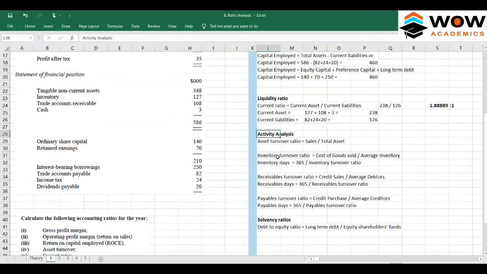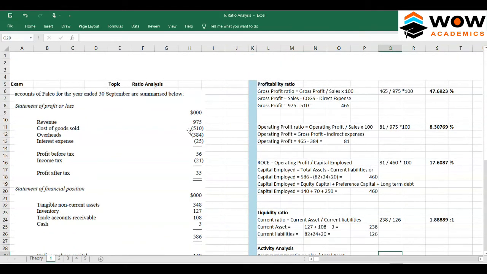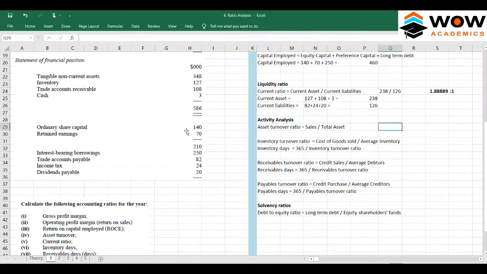So the activity ratio requires these numbers. So we know what the sales is. Sales is 975 divided by total assets, total of all the assets. So total assets come to 586. So the answer is in terms of times. Okay, so it is 1.6 times.